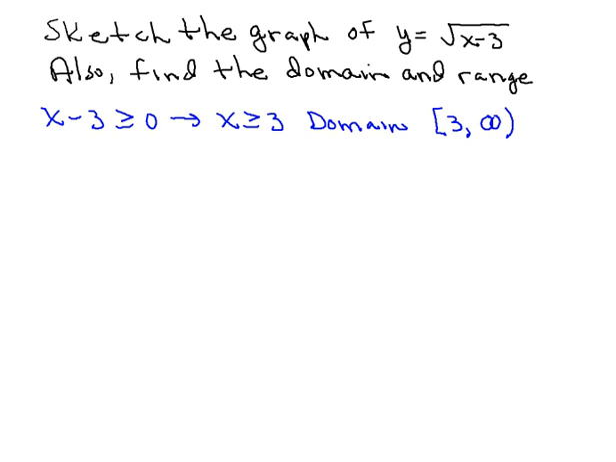Now for the range, you'll remember that whenever you see a square root expression, that's asking for the principal square root, which must be either positive or 0. So for the range then, we can write in interval notation, bracket 0 comma infinity.